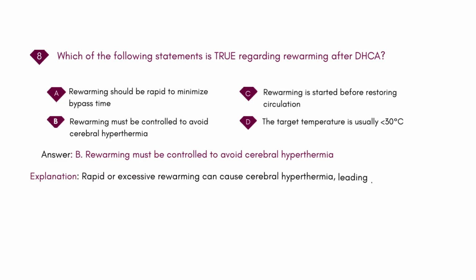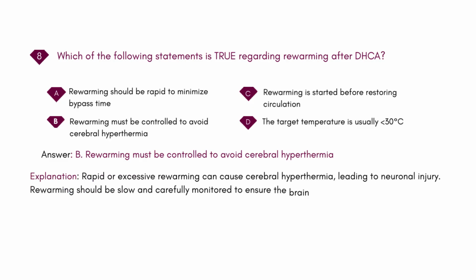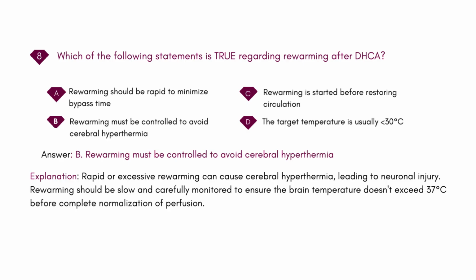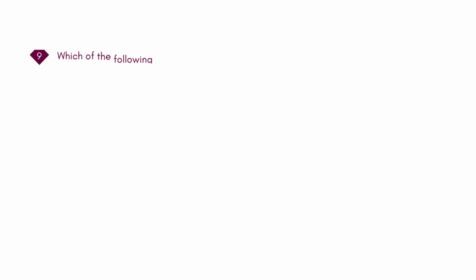Explanation: Rapid or excessive rewarming can cause cerebral hyperthermia, leading to neuronal injury. Rewarming should be slow and carefully monitored to ensure the brain temperature doesn't exceed 37 degrees Celsius before complete normalization of perfusion. Which of the following is not an indication for using DHCA in cardiac surgery?